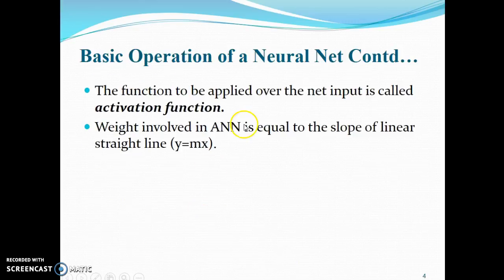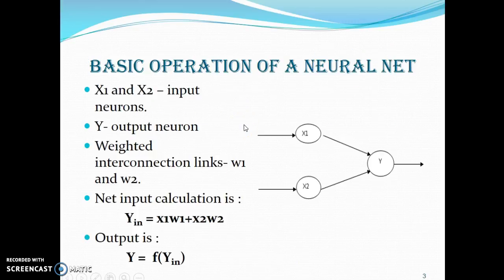Now, the basic operation of a neural network is that we have x1 as input, x2 as input, and y as the output neuron. We have weighted interconnection links from x1 to y and x2 to y, that is w1 from x1 to y, w2 from x2 to y, and we have to calculate the net input, that is y_in is equal to x1w1 plus x2w2. Now we apply the activation function on y_in, that is the net input, and we get the output.